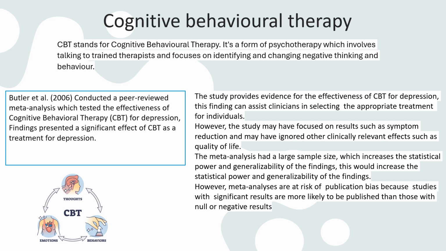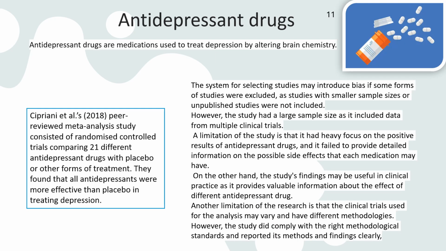However, the study may have focused on results such as symptoms reduction and may have ignored other clinically relevant effects such as quality of life. The meta-analysis had a large sample size and the study included data from multiple RCTs. This would increase the statistical power and generalizability of the findings. However, meta-analyses are at risk of publication bias because studies with significant results are more likely to be published than those with null or negative results. This bias may lead to an overestimation of treatment effects.